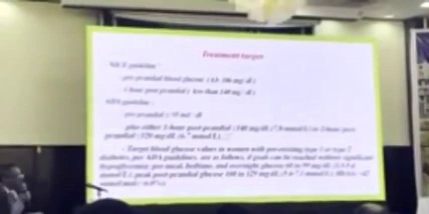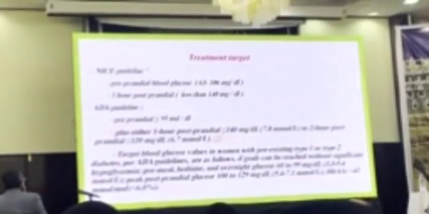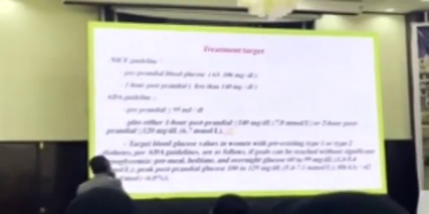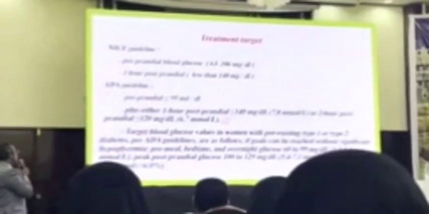What's the treatment guideline? According to the NICE guideline, the treatment target in the preprandial blood glucose should be from 63 to 106 milligram per deciliter. 1 hour postprandial should be less than 140 milligram per deciliter. According to the ADA guideline, the preprandial should be less than 95 milligram per deciliter plus either 1 hour postprandial less than 140 or 2 hour postprandial less than 120. This is in a woman with gestational diabetes.